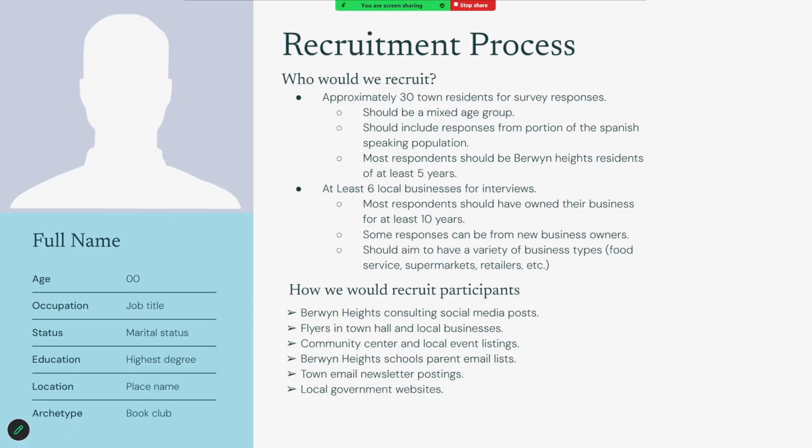And how would we recruit these participants? It would be mainly through our own consulting social media posts, flyers in town hall and local businesses, school email parent lists from the Berwyn Heights School District, the town email newsletter postings, and it could also be from local government websites.